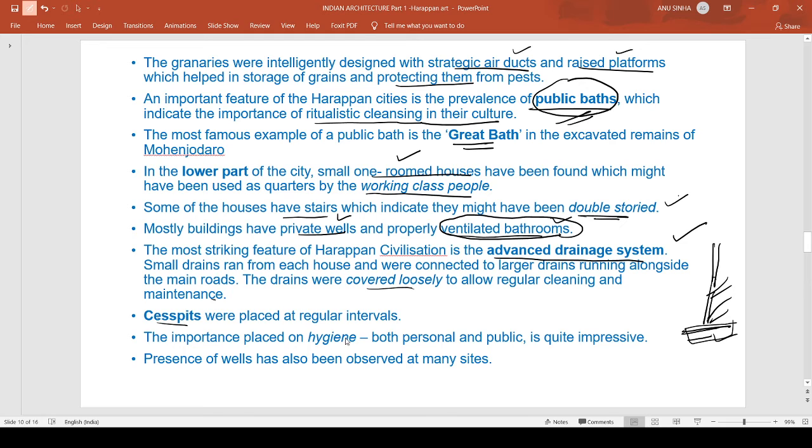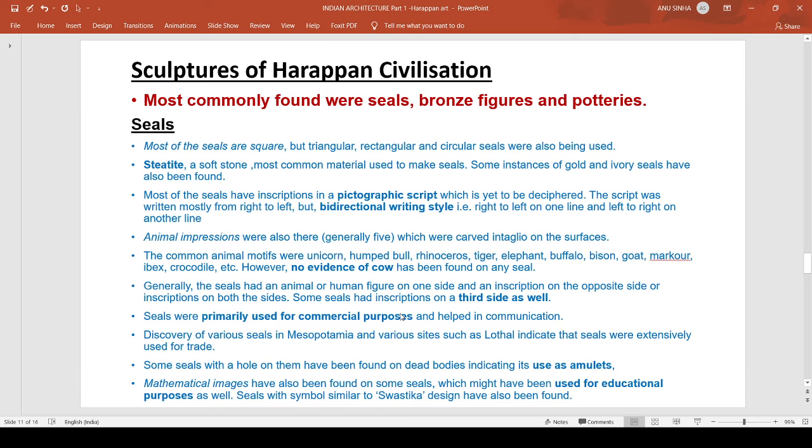The importance placed on hygiene, both personal and public, is quite impressive. Presence of wells has also been observed at many sites. So wells have been present at many sites. So these were the most striking features of the Indus Valley civilization.